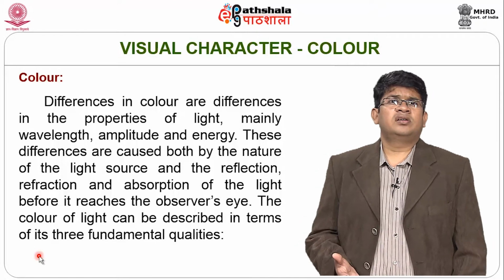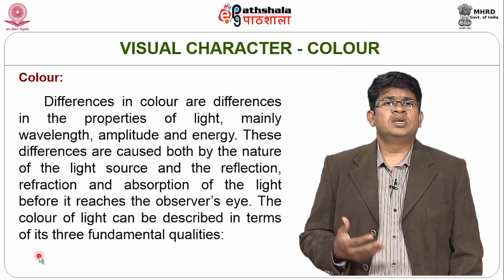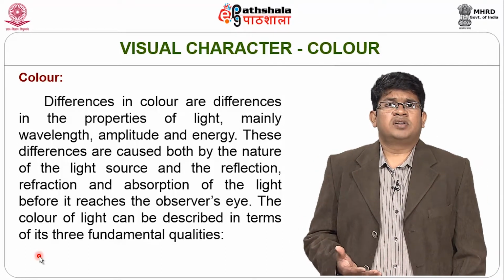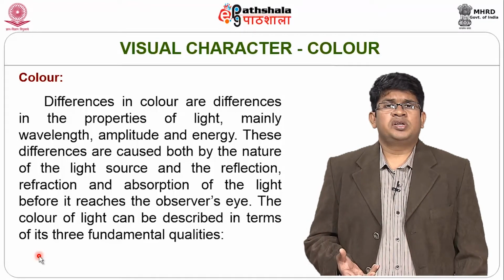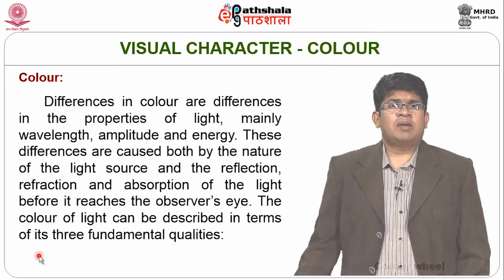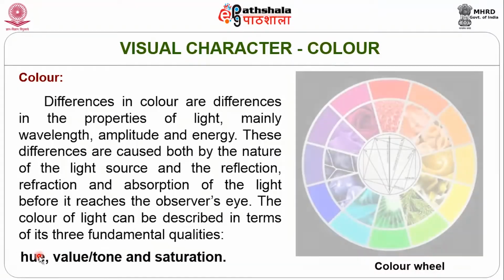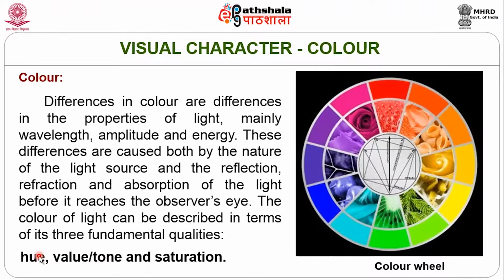Another visual character is color itself. So, color is the property of light, and it arises because of the differences in the properties of light, mainly wavelength, amplitude and energy. And also these differences are caused by both the nature of the light source and the reflection, refraction and absorption of the light before it reaches the observer's eye.